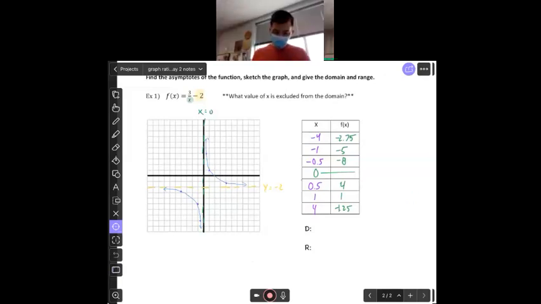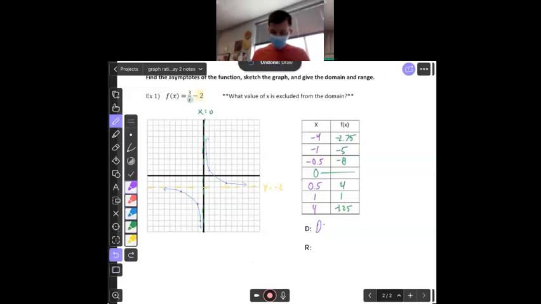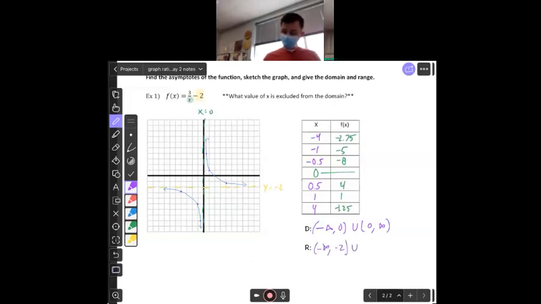And of course, domain. So it goes from the left forever. It's really close to 0. Hops over 0. Goes right forever. Range starts from down forever. It's really close to -2. Hops over -2. Goes up forever.